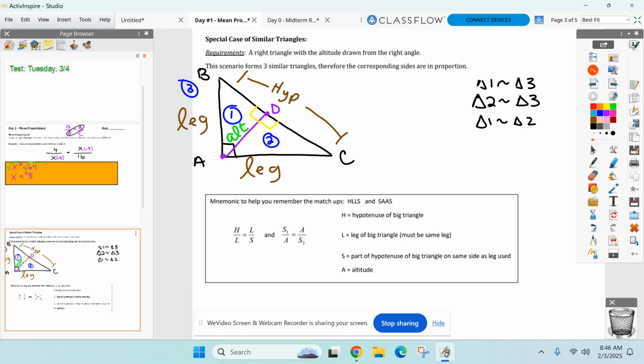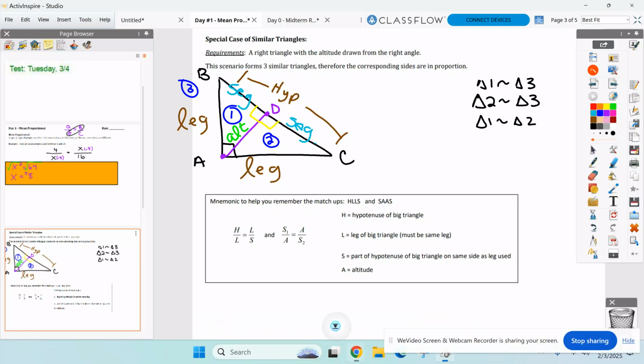Everyone see when I drew the altitude in, I split BC into two parts. The hypotenuse, they're not congruent, but I split it into two parts. Those two parts we're going to refer to as segments. When you hear the word segment, it's one of the pieces the hypotenuse was broken up into. These are all the parts that are going to help you figure out what side matches up with what. So let me introduce you to one of my methods.